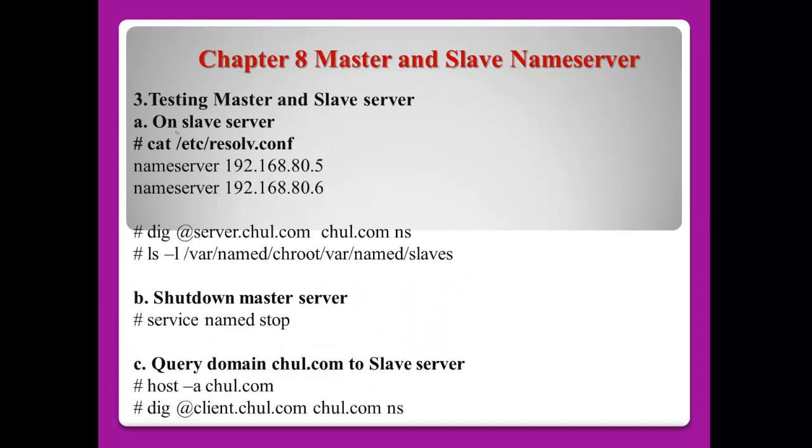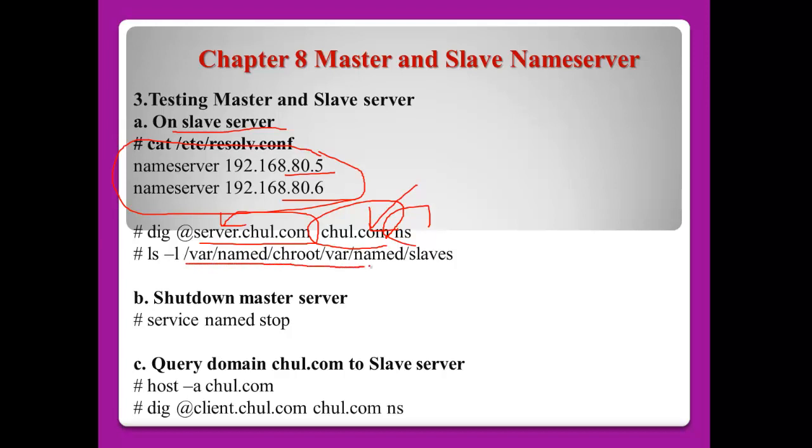Testing first. On the slave server, add both name servers, 192.168. This one is the master name server and 86 is the slave name server. For testing, dig @server char.com. This is the master name server, and query char.com and what is the name server for this domain. After that, go to /var/named/chroot/var/named/slaves. So here you have to find the file from the master name server.